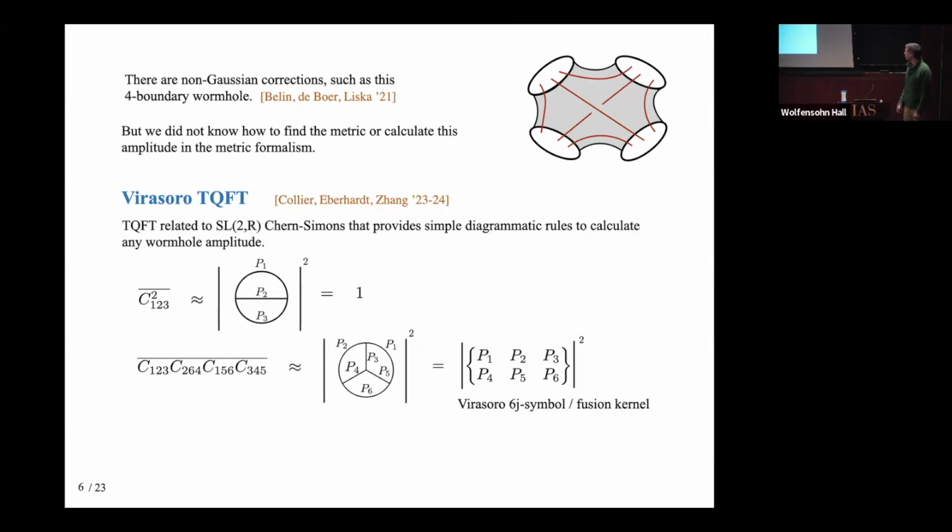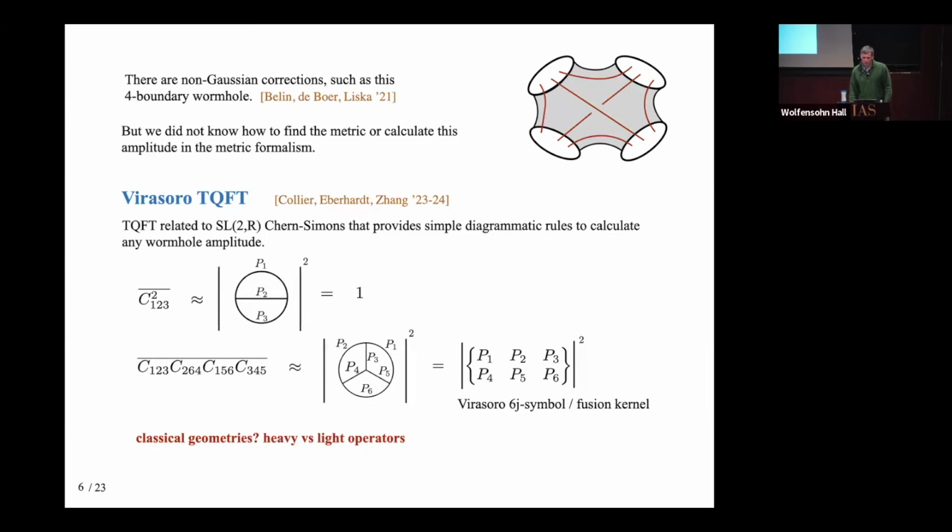So this fusion kernel, up to normalization factors, is the same as what's called the Virasoro 6j symbol. It's some function of 6 conformal weights, 4 for the external operators and 2 for the internal operators. So this is the function that takes a 4-point conformal block on the sphere in one channel and expands it in the other channel.